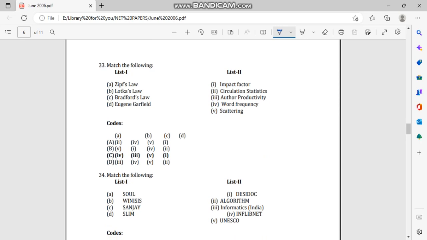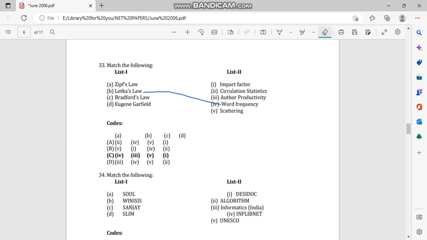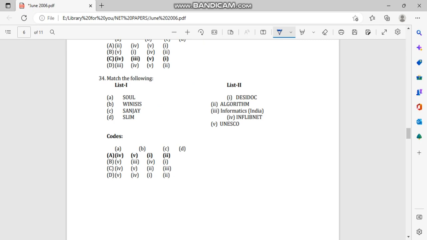Match the following: Gibbs law for the scattering. Yes, Gibbs law, word frequency, Lotka's law, that is author productivity, Bradford's law, that is scattering, Eugene Garfield related with the impact factor. Match the following: SOUL by INFLIBNET, Vidyanidhi by UNESCO, Sanjaya software by Docutech, SLIM software by Algorithm.